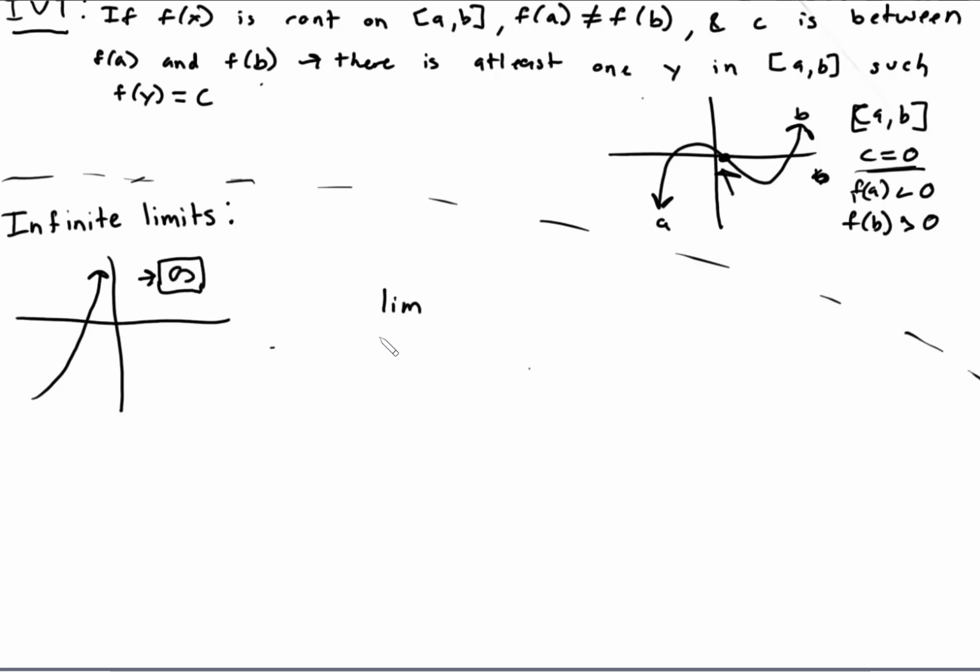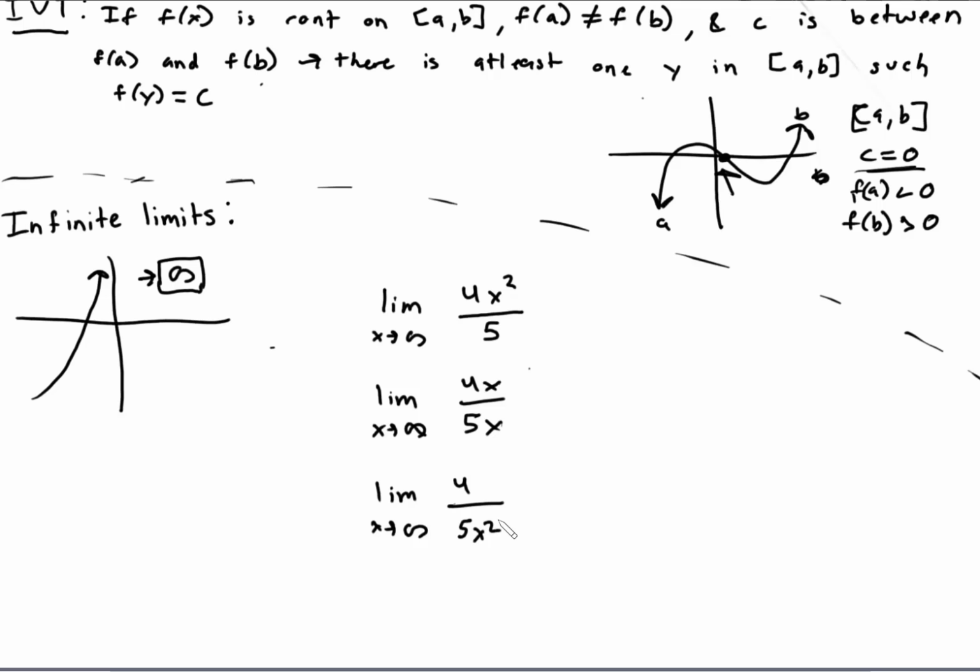Let's say we have the limit as x approaches infinity of 4x squared over 5. Now I'll go through really quick examples: the limit as x approaches infinity of 4x over 5x, and the limit as x approaches infinity of 4 over 5x squared. I'm going to give you guys the answers for these three problems, and in the next video I'll go ahead and explain why the answers are like this.